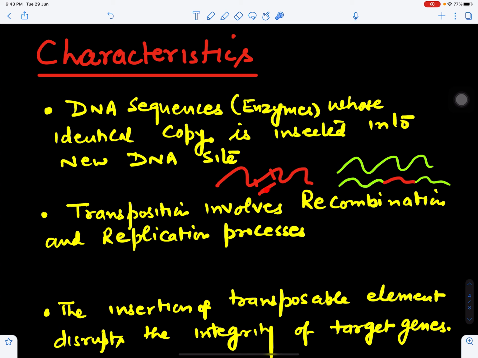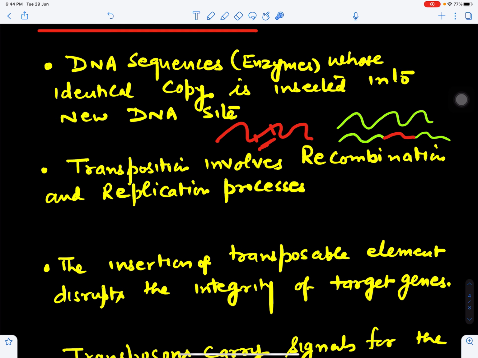Its exact copy may get replicated and integrated over here. This shifting of this DNA segment is also called transposition, because this gene is now combining with this green DNA. So this is leading to recombination. When its copies are being made, this is called the replication process.